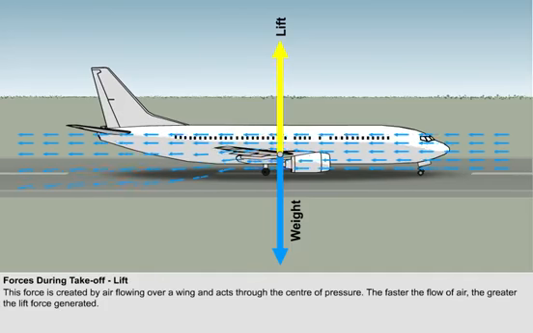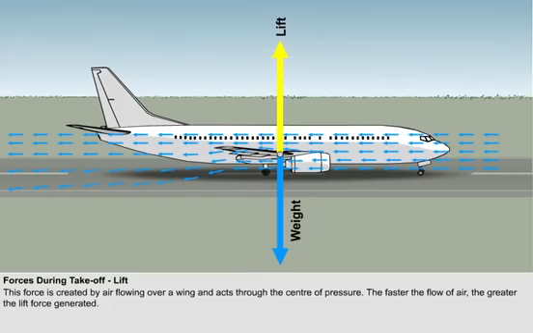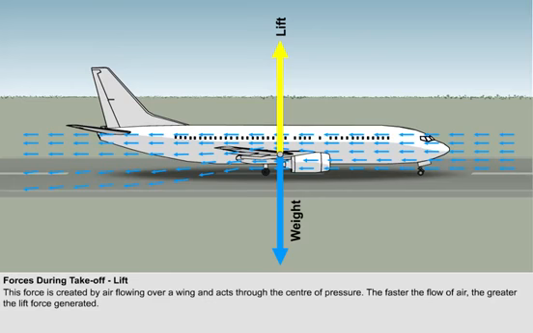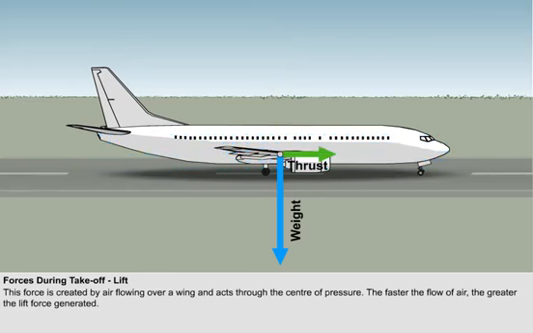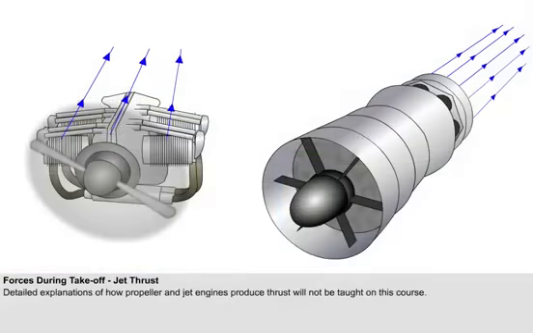However, in order to move the aeroplane through the air, there must be a horizontal forward-acting force. This forward-acting force is generated by the engines and is called thrust. With a given amount of thrust, the aeroplane will accelerate and air will flow over the wing, thereby creating lift. A detailed explanation on how propeller and jet engines produce thrust is beyond the scope of this course, but nevertheless, brief explanations will be provided at appropriate times.